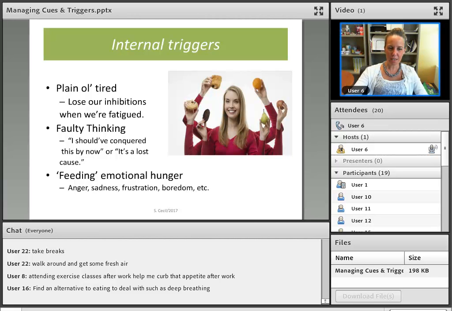Any other faulty thinking that you guys can come up with that may be a trigger to just go ahead and eat or drink whatever you feel like? What are some ones? We all have that internal dialogue. What are some things that you find yourself saying to yourself to rationalize eating what you might feel like at the time?